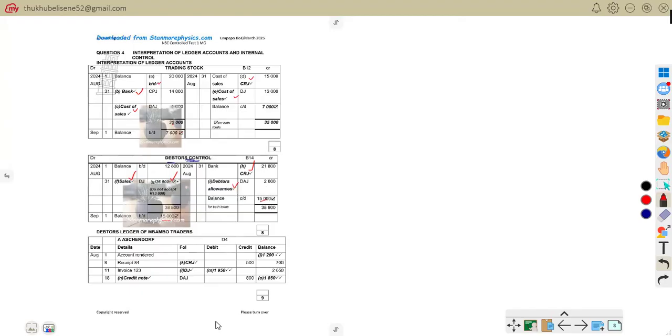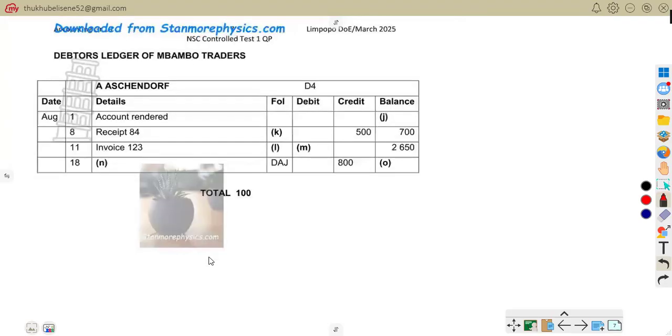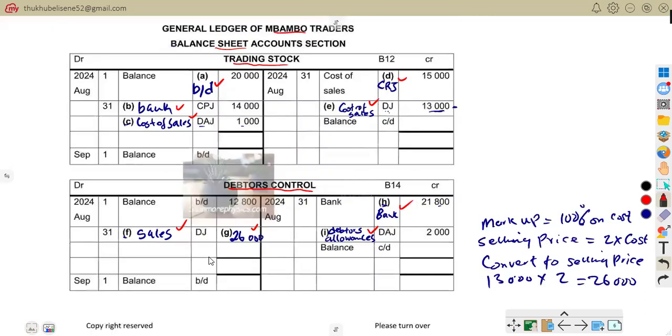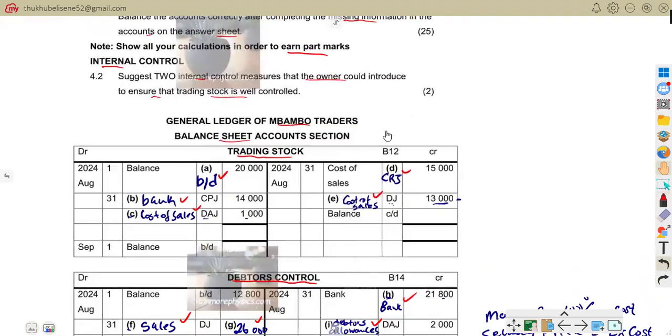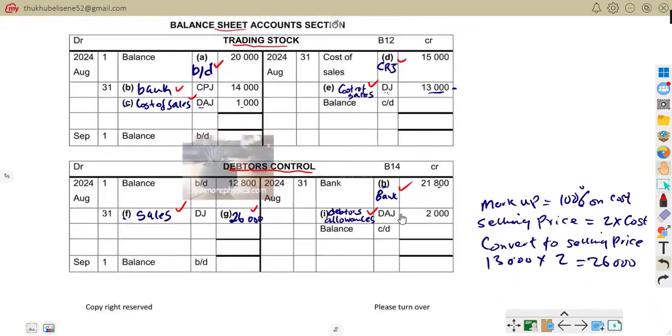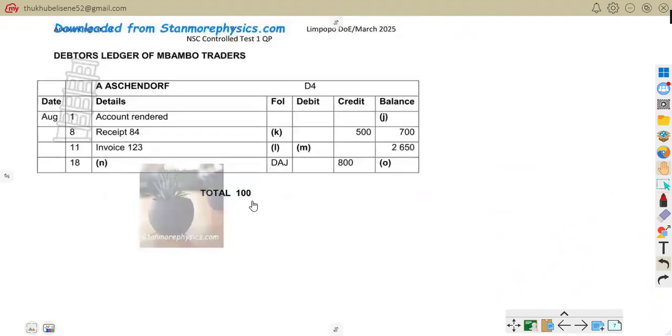So that is that. Now let us move on to debtors allowance, not debtors, our debtors ledger. Now we are on the debtors ledger of Mambo Traders.